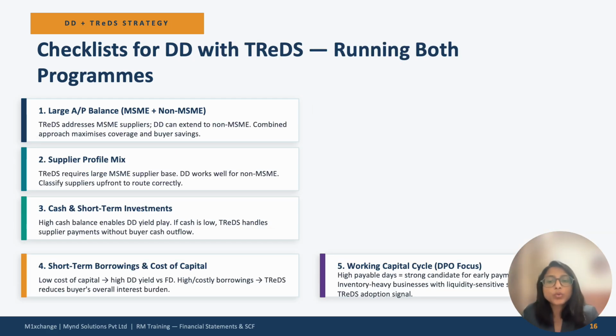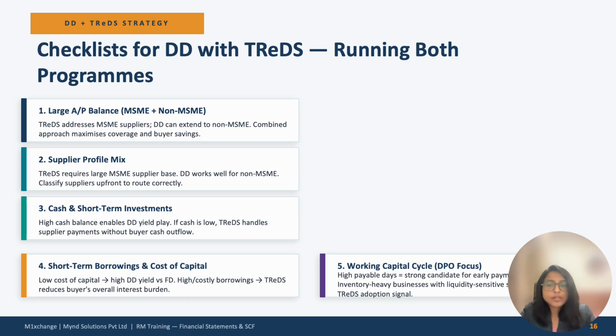Okay, so now let's go to the checklists for both the DD and TReDS. Let's do a combination where we want to sell both dynamic discounting and TReDS programs. The first requirement, as usual, is that there should be a large accounts payable balance, and it should be both MSME plus non-MSME payables, because if one of them is negligible, then a combination of both is not very suitable, right? And also the supplier profile mix. The number of suppliers should be high, not just the volume of amount, right?